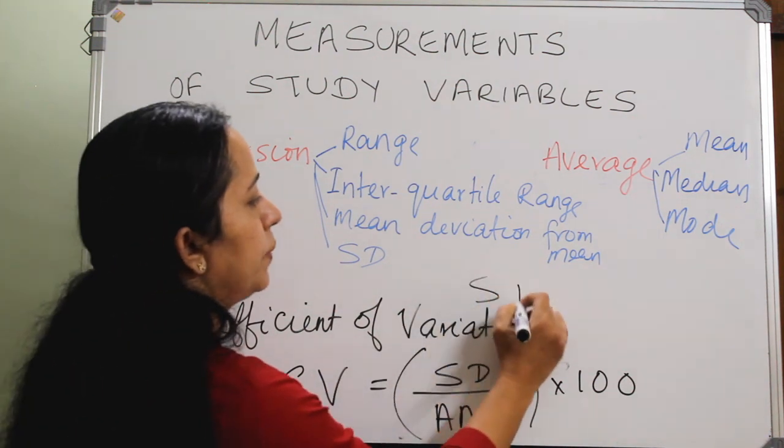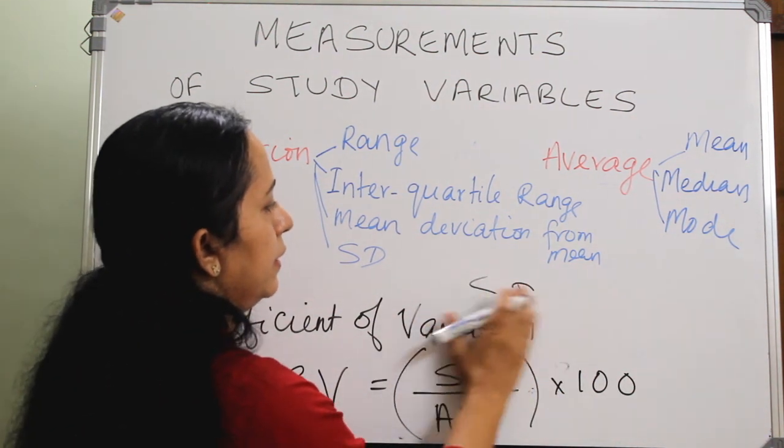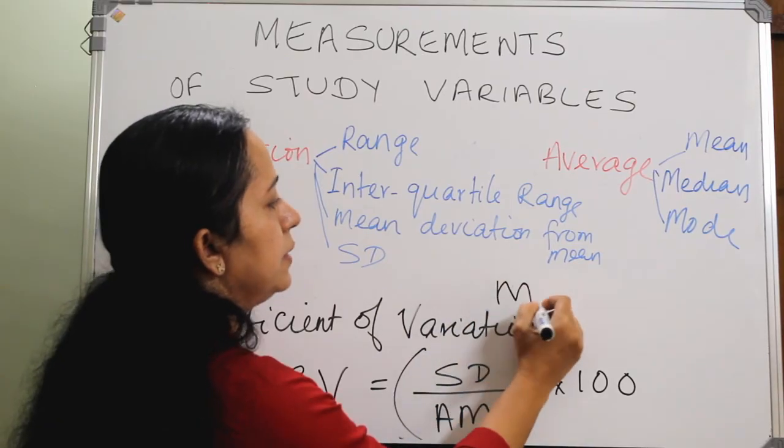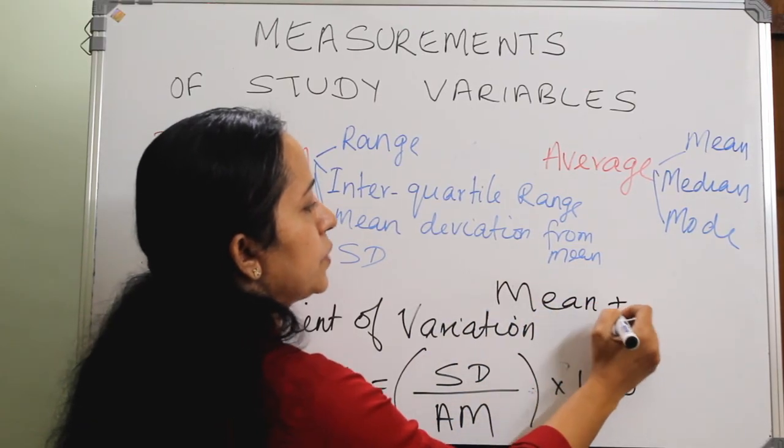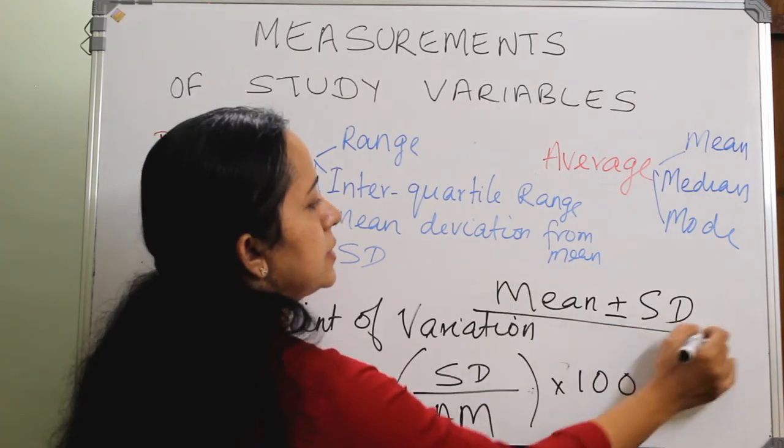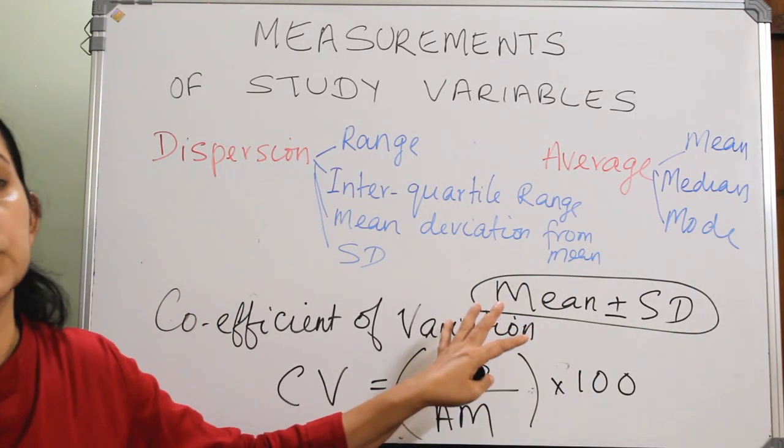And usually the commonly used measure of dispersion is mean plus or minus standard deviation. This is the most commonly used measure of dispersion.